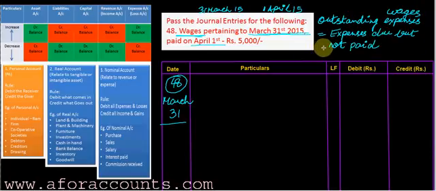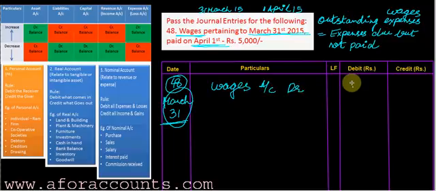Now what is it? Expenses due but not paid. The worker has worked for full 31st March. So ideally at the end of the month March you should have paid him his salary, and you have still not paid. So in April you are paying it. But my books closed on 31st March 2015. So the entry I need to pass is wages account debit. Wages is an expense. Wages account debit by 5,000.